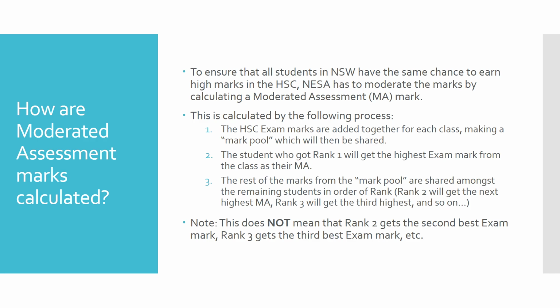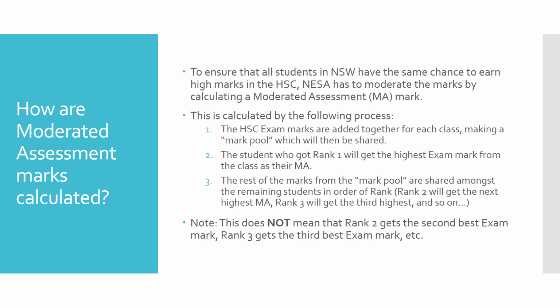what NESA does is they will calculate the moderated assessment mark, which I just keep referring to as MA. So the way that this is calculated is once you've done the HSC exams and they've all been marked, they'll look at each subject. I know that in some cases there's multiple classes for the same subject. Let's take maths for example, the mathematics standard exam. We look at the mathematics standard exam marks and we add them all up, and that creates like a mark pool. Let's just refer to it as that.